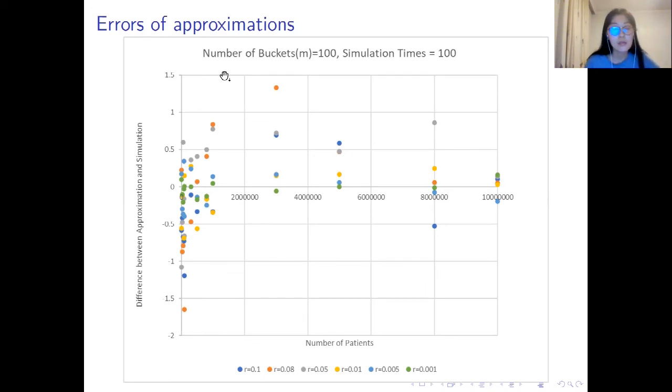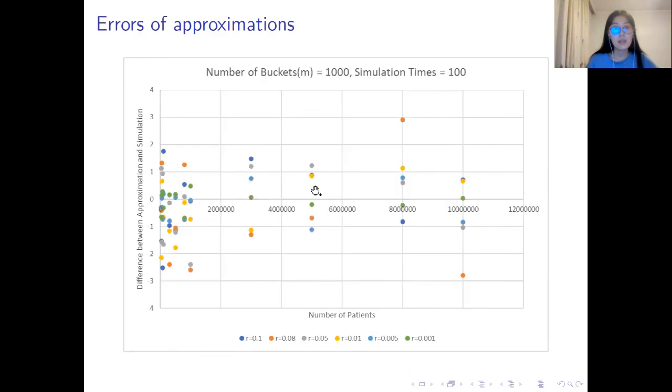When the number of buckets is 100 and the number of patients ranges from 10 to the power of 4 to 10 to the power of 7, the absolute value of errors is always below 2, which is quite good. And when the number of buckets is 1,000, the absolute value of error is below 3, which is also acceptable.